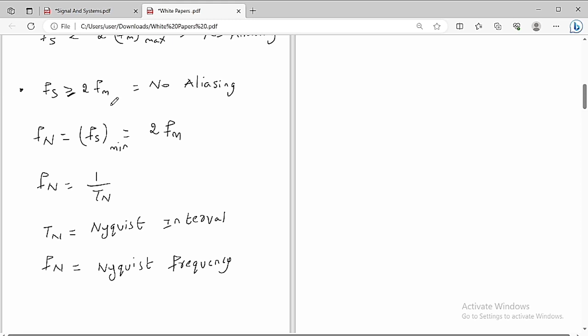We can figure this out by applying the Fourier transform to the signal f of t. So finally, I can say that fm is nothing but the maximum frequency that is present in the signal f of t. In order to figure out the maximum frequency present in f of t, you have to apply the Fourier transform to f of t. If you apply the Fourier transform, you are going to get all the frequency components present in f of t, and you choose the maximum frequency present there for this formula.